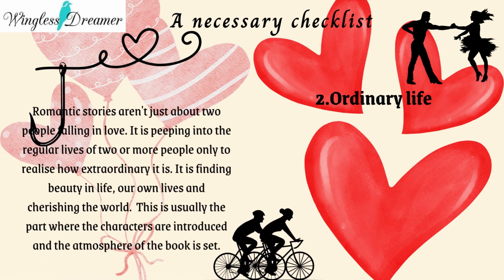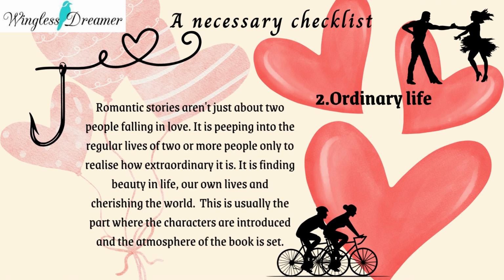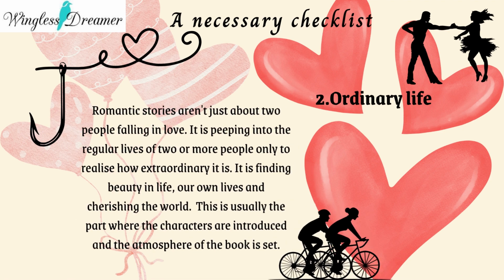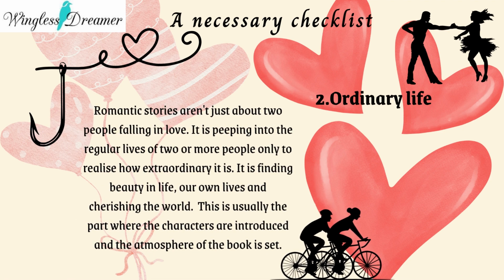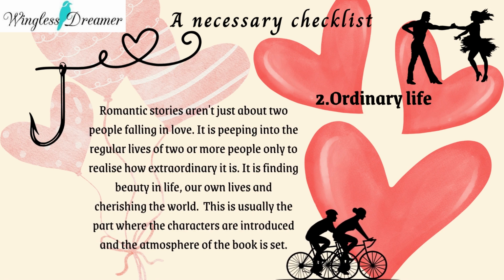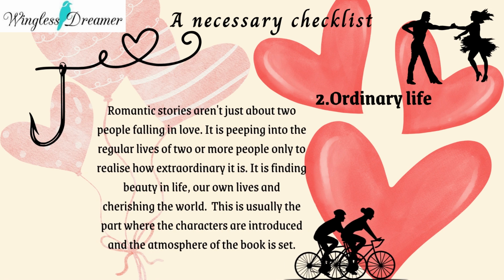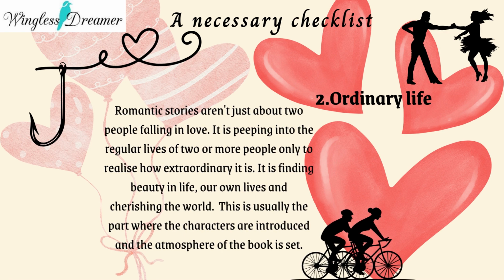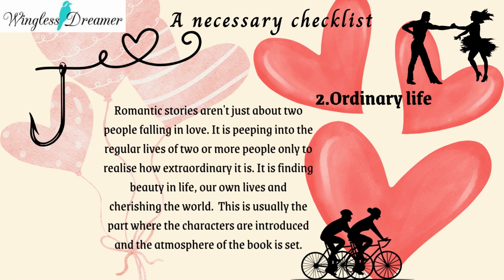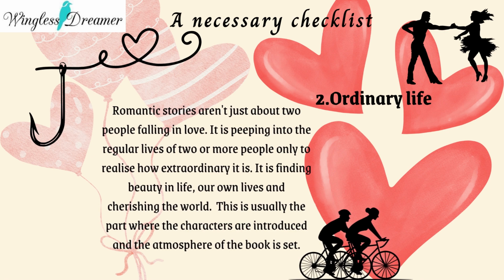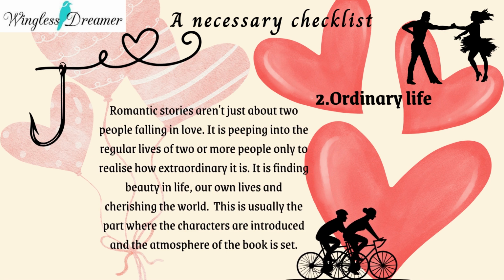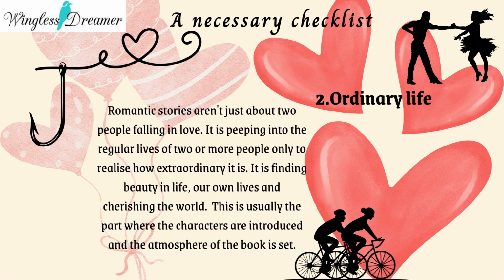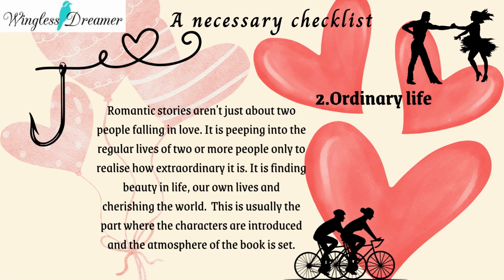Key event number 2. Their ordinary lives. Romantic stories aren't just about two people falling in love. It is peeping into the regular lives of two or more people only to realize how extraordinary it is. It is finding beauty in life, our own lives, and cherishing the world. By writing about your characters' daily lives, you can focus on their dynamics with themselves and each other. This is usually the part where the characters are introduced and the atmosphere of the book is set.